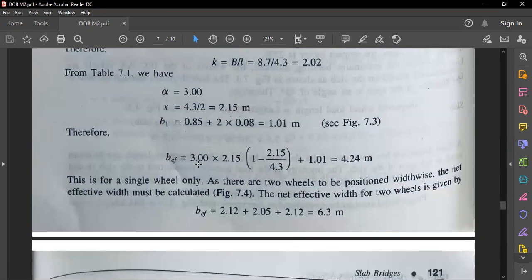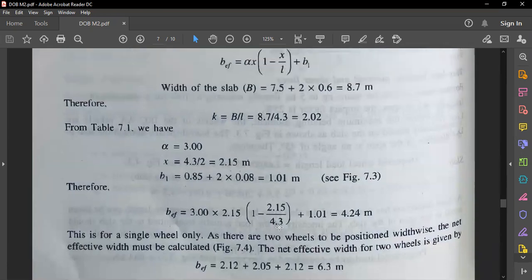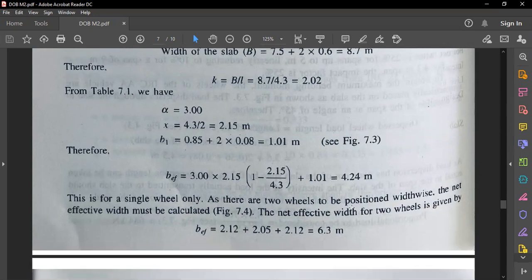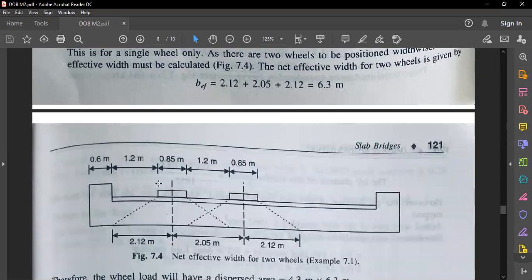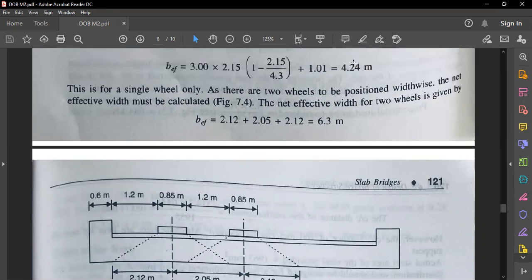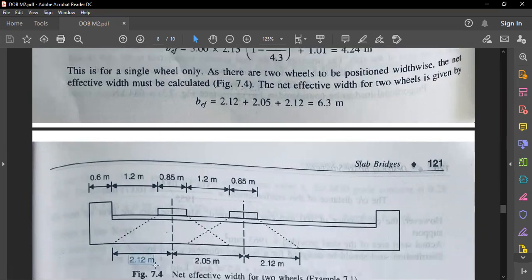Now calculate B effective. Substitute the values: 3 into 2.51 into 1 minus x by L, plus B1. Total width of dispersion is 4.24 meters. So 4.24 meter is for one wheel. That means from the center of the wheel, half on the left side, half on the right side. So half of 4.24 is 2.12. Correct?